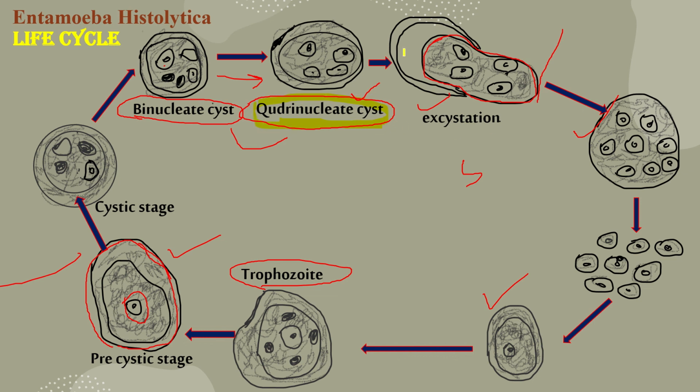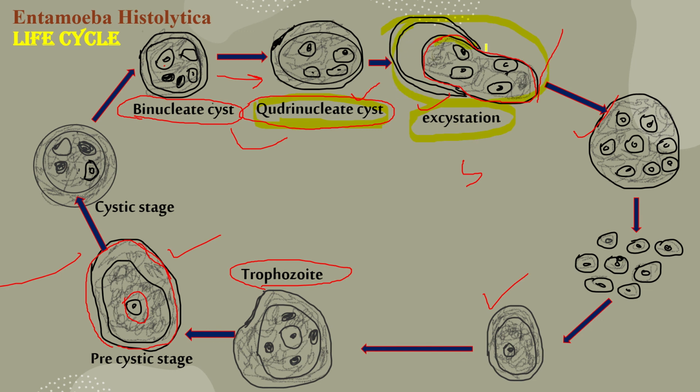And afterward, in the new host, the ingested cyst passes down the alimentary canal and reaches the small intestine. The cyst wall protects them from the action of the host gastric juice during their passage through the stomach. After 5 to 6 hours after entry into the new host, this excystation process takes place.